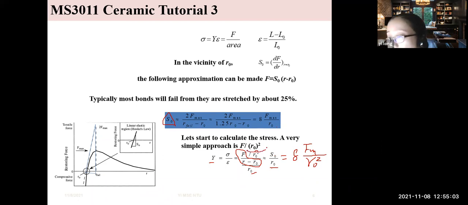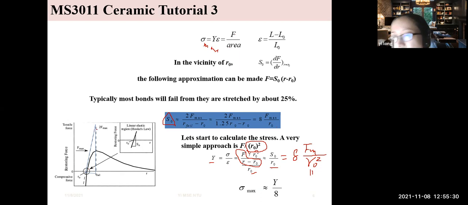We assume this is a simple approximation because it is ceramic. In ceramic, when you deform it, the change is not that much, just a little bit. So F maximum over R naught squared is F over area, which is going to be the sigma maximum. Then you can get that sigma maximum equals Y over 8.